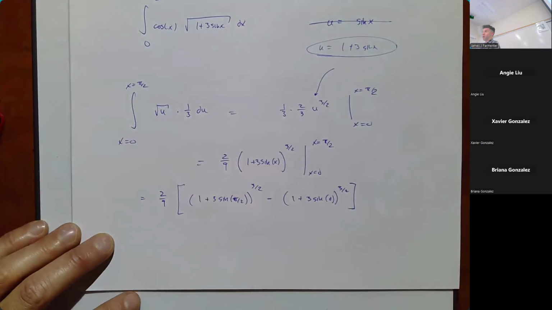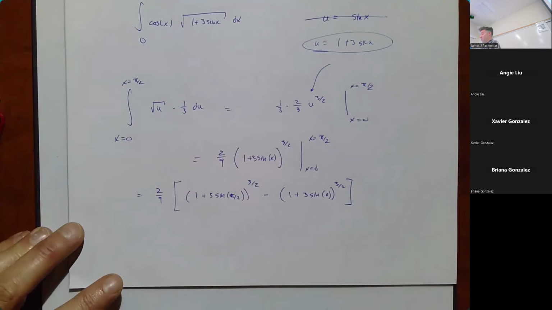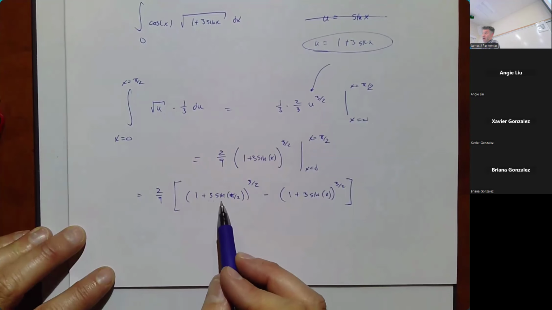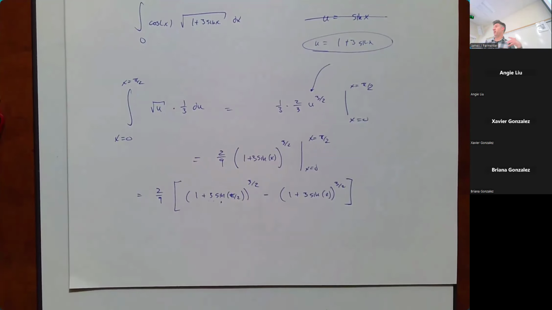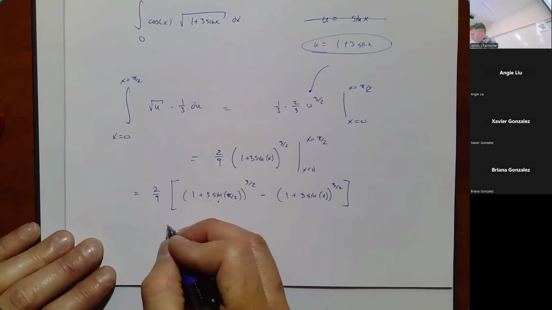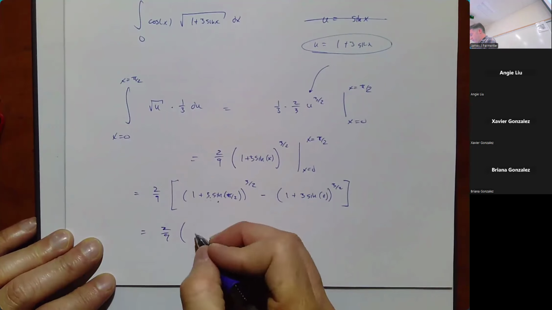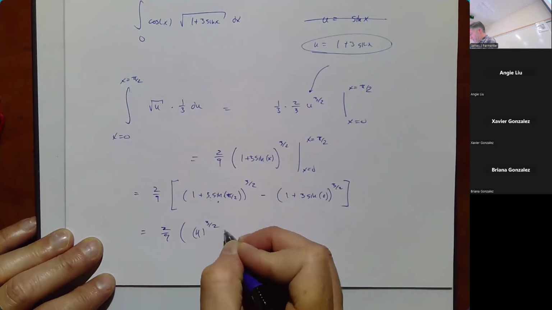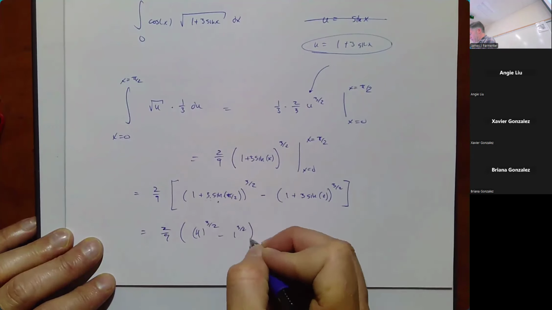To me, this feels like more work, but it's fine to do it. But you're still going to end up having to find what 1 plus 3 sine of pi over 2 is either way, right? You're not avoiding doing that. You're just saving it till later. So then we end up getting 2/9 times 1 plus 1 is 4 to the 3/2 minus 1 plus 0 is 1 to the 3/2, and we get the same answer. So either way, you're getting to the same place.